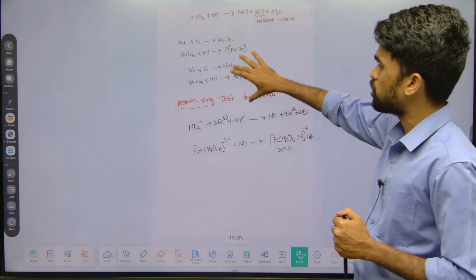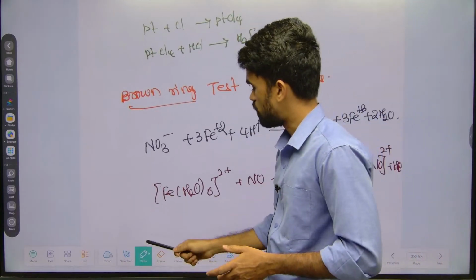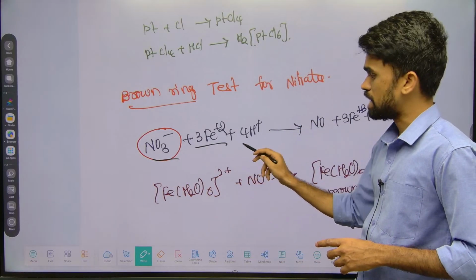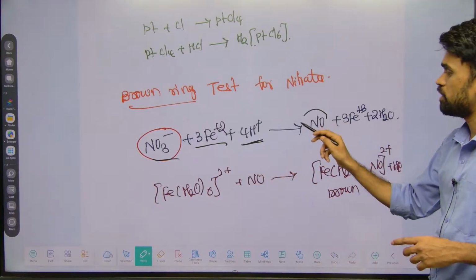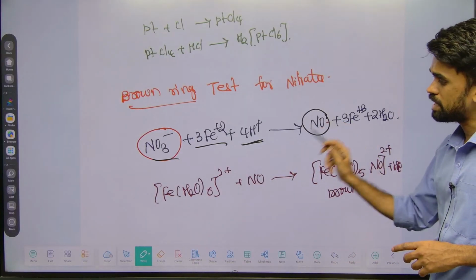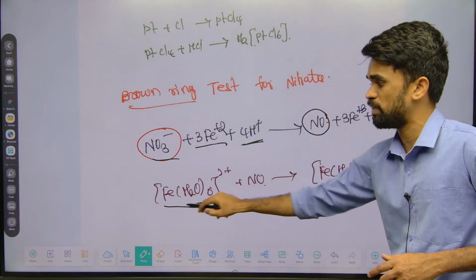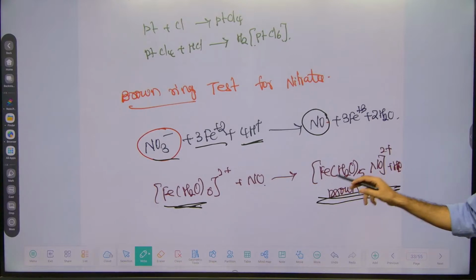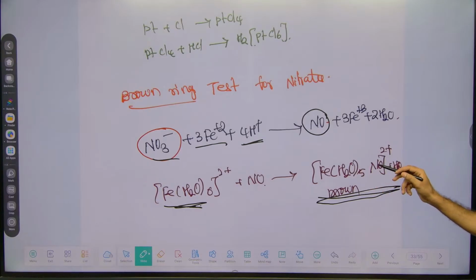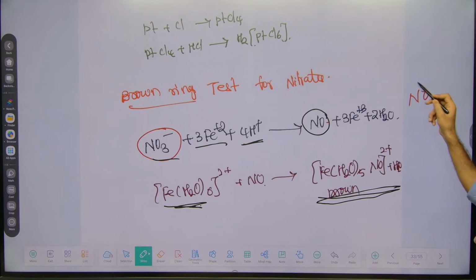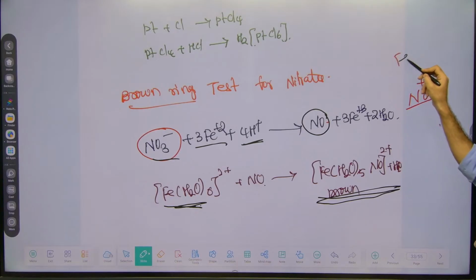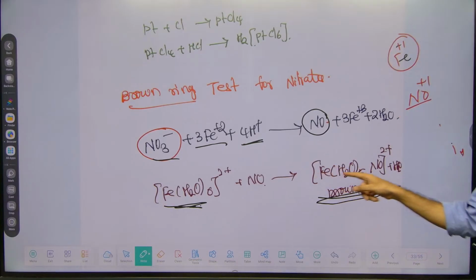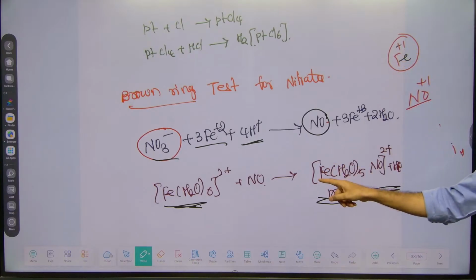Okay, so now what about the brown ring test? It is used for nitrate ion confirmation. Nitrate ion with freshly prepared ferrous sulfate in sulfuric acid medium will form NO, nitric oxide. This nitric oxide with the ferrous sulfate solution converts into this form. What is the formula of the brown ring complex? [Fe(H2O)5NO]2+. What is the charge on NO? It will be plus 1. NO charge is plus 1. What is the oxidation state of iron? Plus 1 in the brown ring. Remember these two points: first the formula, then the oxidation state of iron in the brown ring test.